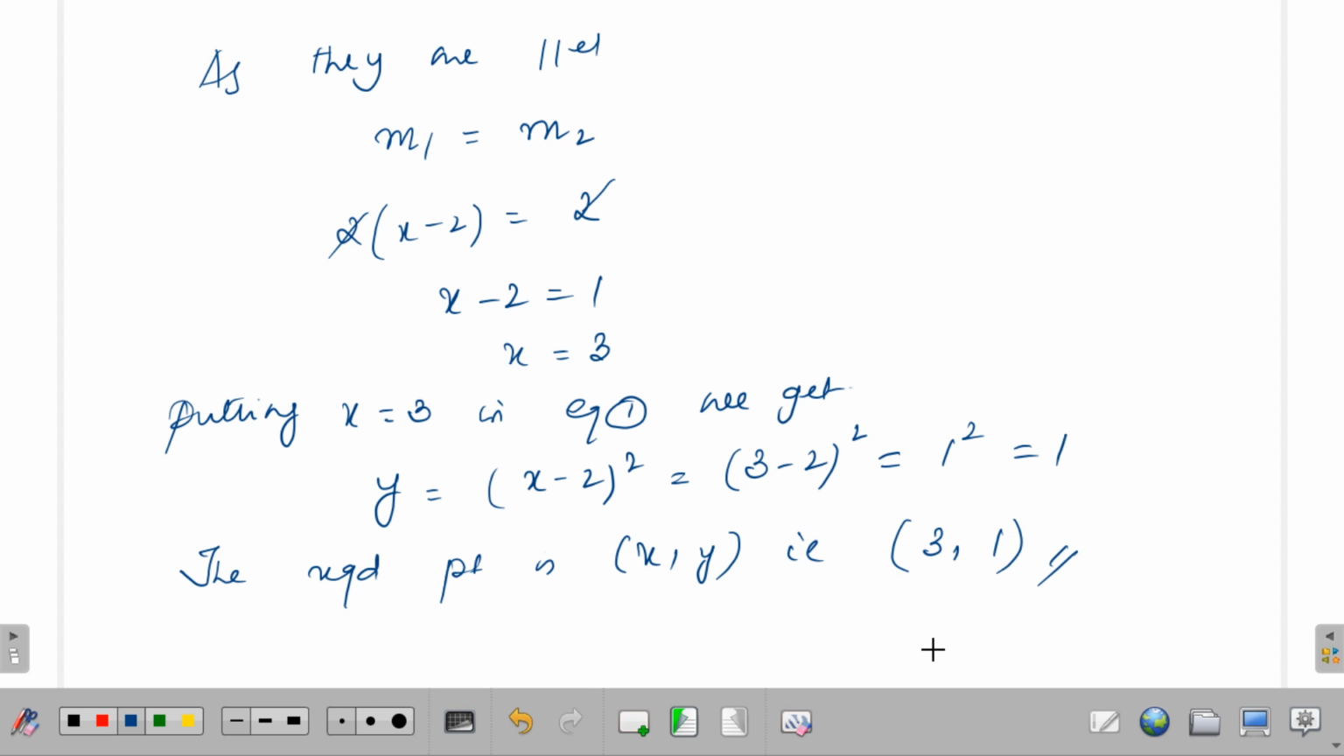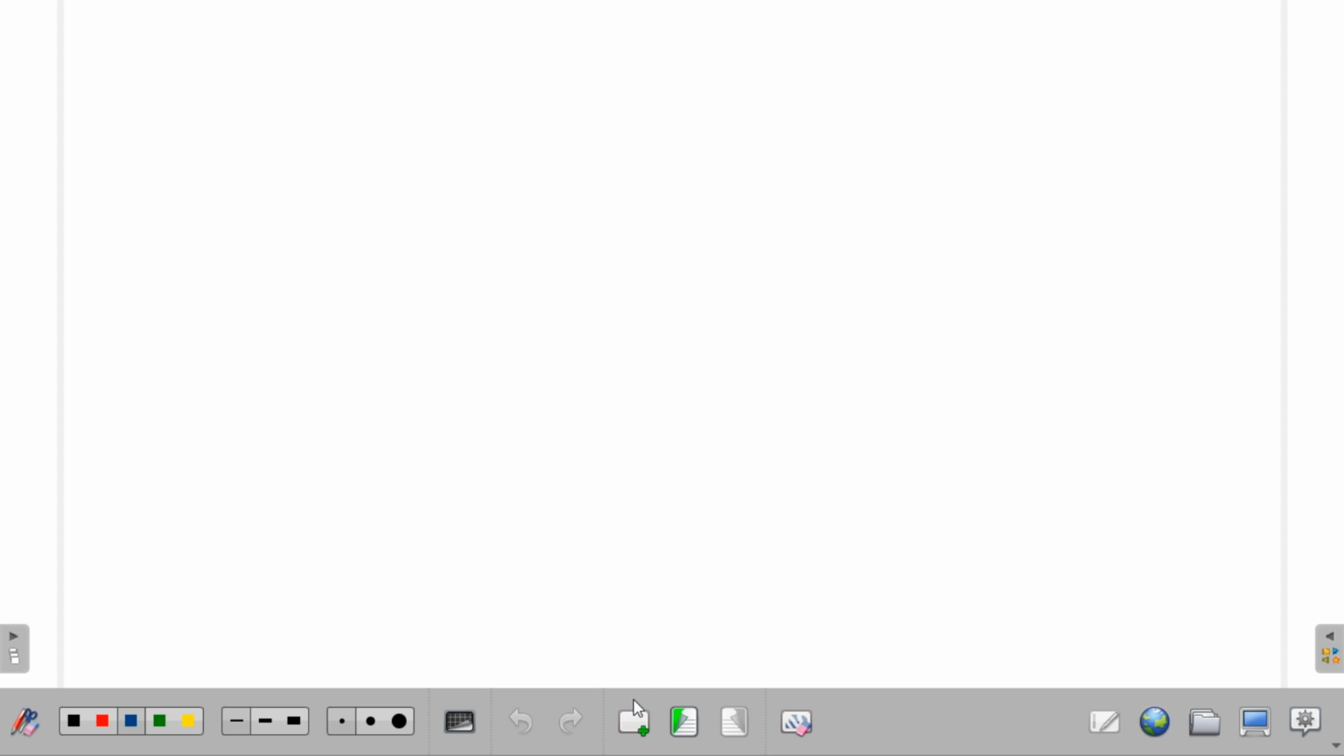All right, so let me again go to your next question. Let me just try to do a little bit interesting one. Question number 14. For question number 14, focus carefully. It is given that find the equation of the tangent and normal. Remember that I have to find the equation of both the tangent and the normal.